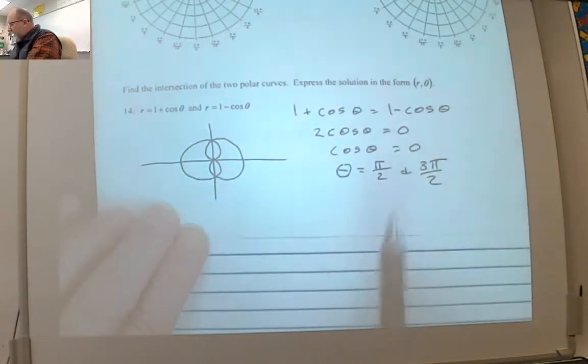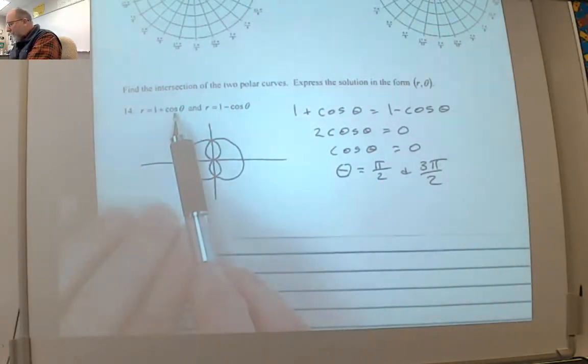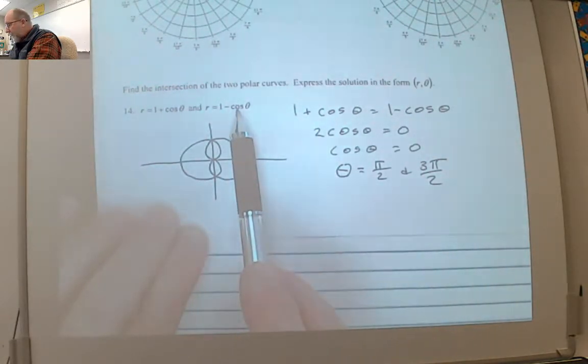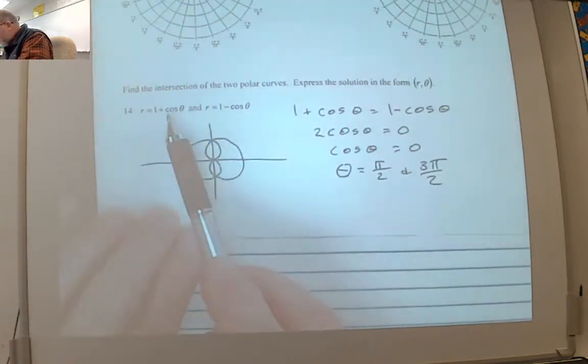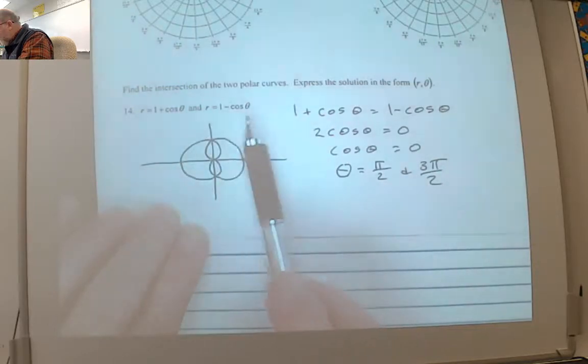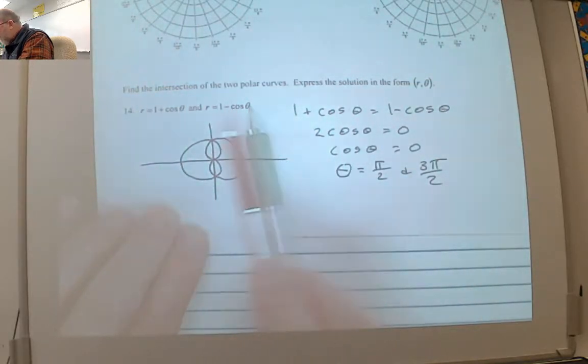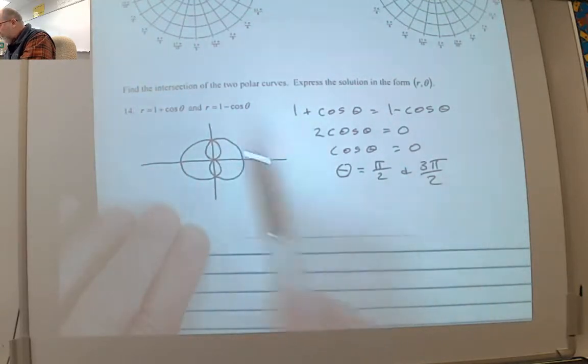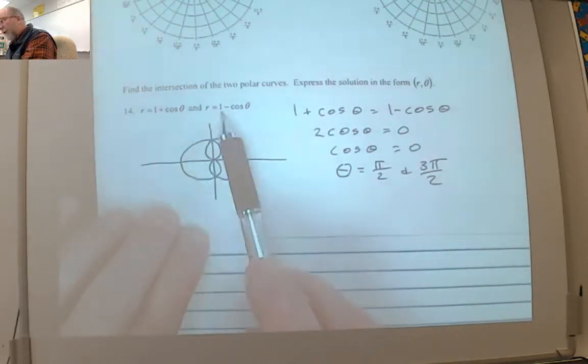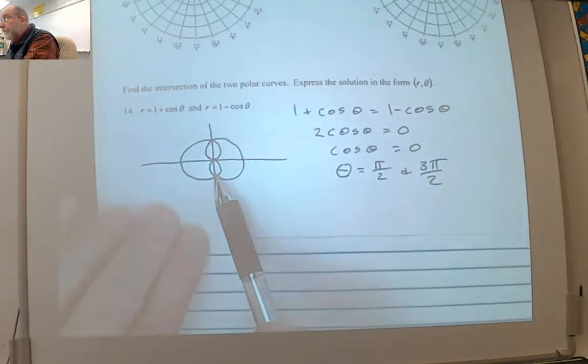So I can check if I put pi over 2 into my function, I get a 0 here, and I get 1 plus 0. And over here I get 1 minus 0, and so they both have a radius of 1, so they'll intersect here. And if I put 3 pi over 2, they both equal 1, so they intersect down here.